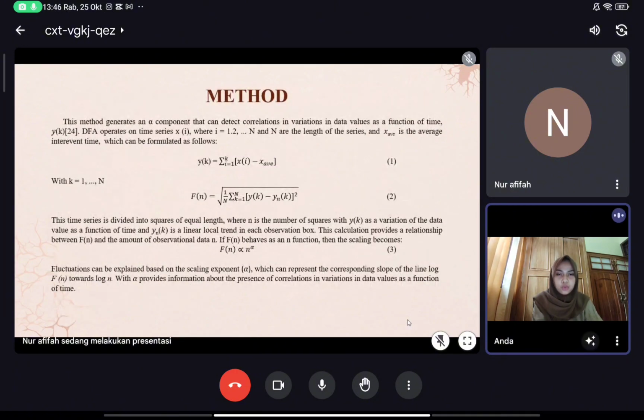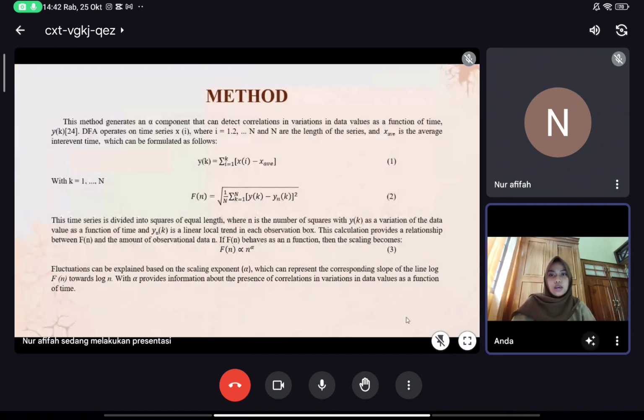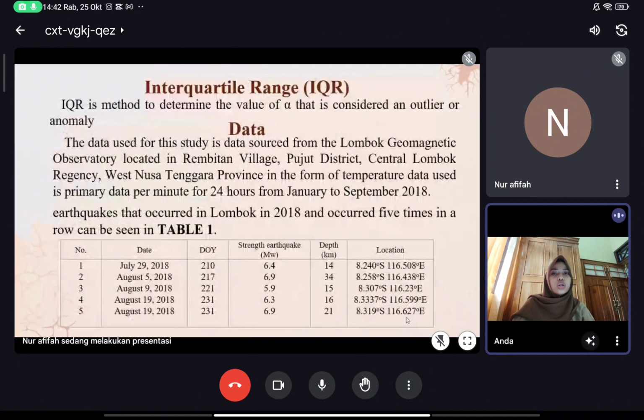So the method that we use is DFA. This method generates an alpha component that can detect correlation and variation in data value as a function of time. So DFA operates on time series. So there's a formula here to find alpha, as we can see on the screen. Another method that we use is the interquartile range, or IQR. IQR is a method to determine the value of alpha that is considered an outlier or anomaly.